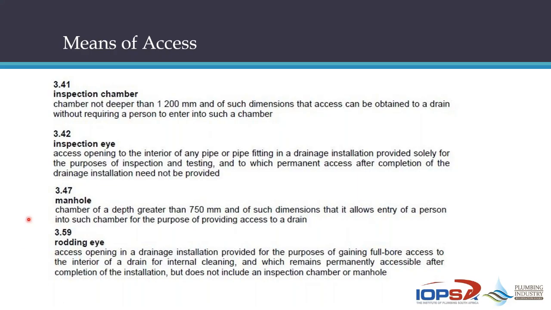A manhole is a chamber of a depth greater than 750 and such dimensions to allow a person to actually gain access. So as per the name, you'll see that a man needs to get into the hole. A manhole would be the one that you need to be able to get into. An inspection chamber is exactly that, just a chamber. A rodding eye is an access opening in a drainage installation provided for the purposes of gaining full bore access to the interior of a drain for internal cleaning, and it remains permanently accessible after the completion of the installation. So we keep those four things in mind. They are the different options.